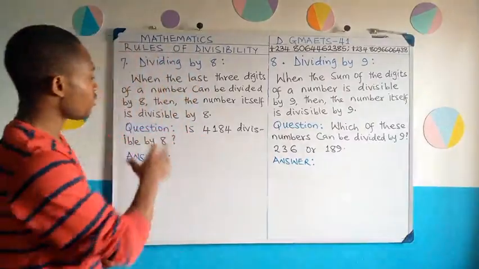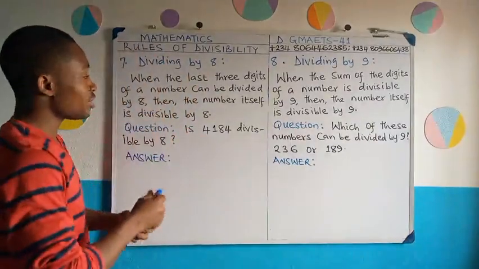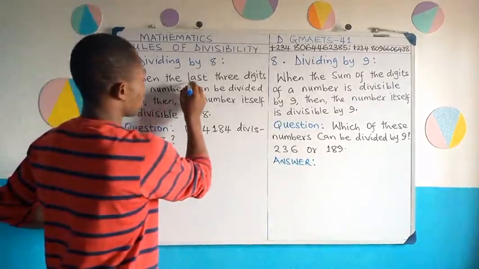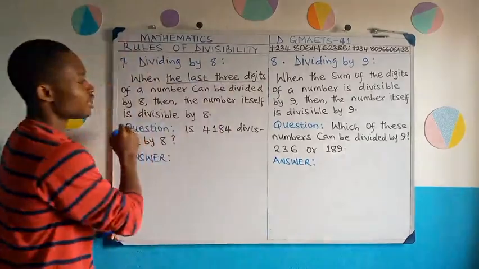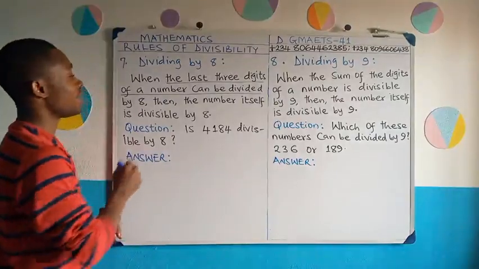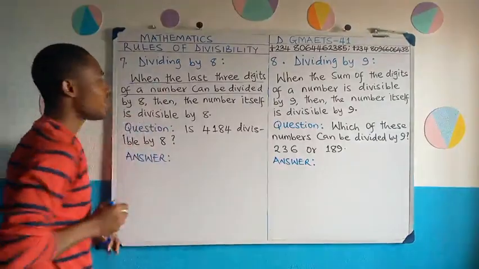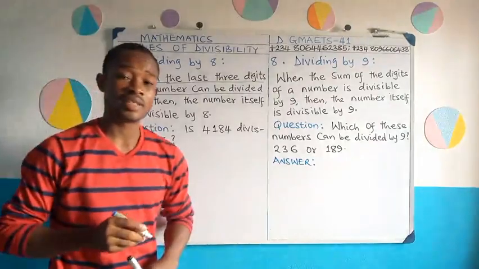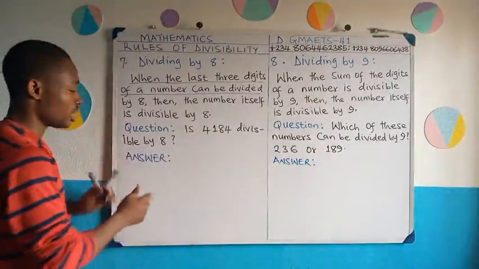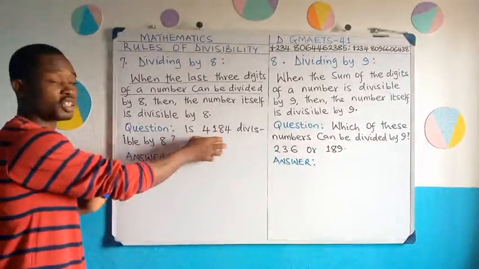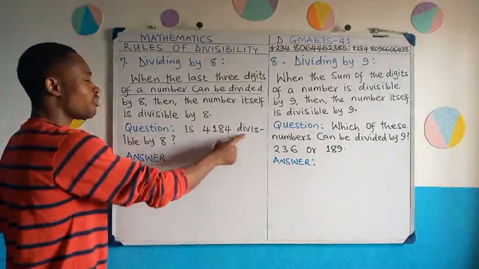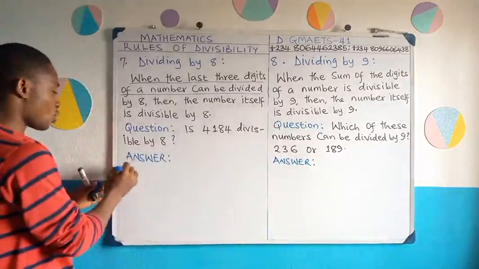Are you getting? Because it doesn't contain up to 3 digits. Okay, so we have this. For a number to be divided by 8, the last 3 digits must be divisible by 8. So, let me underline the main point. When the last 3 digits of a number can be divided by 8, then we can say that the number itself is divisible by 8. We have this question here. I'm going to work it out quickly. I will show the division here. Let's find out. Okay, so is 4,184 divisible by 8? That's the question.